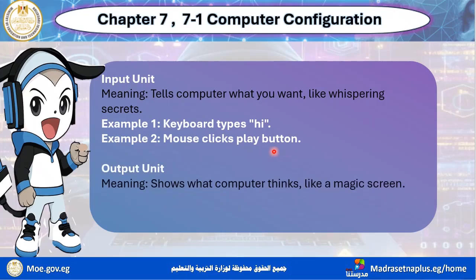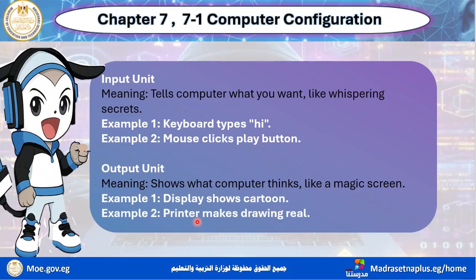And now we have the output. So if the input unit gives orders to computers to execute, then the output unit takes the order from the computer and displays it in front of you. It shows what the computer thinks, like a magic screen. For example, a display shows a cartoon, or a printer makes a drawing real.